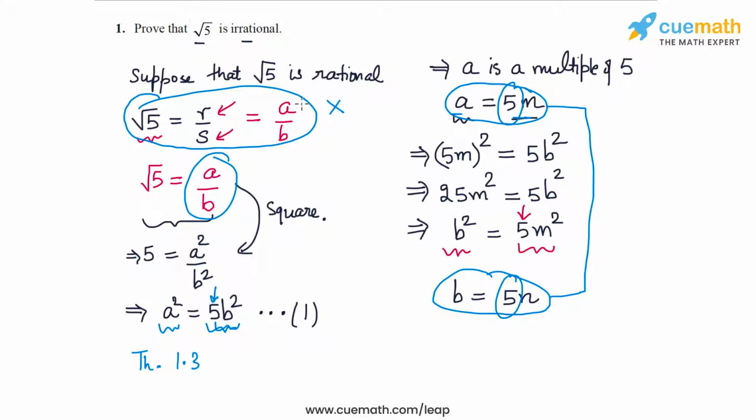Hence, we can conclude that root 5 cannot be written as a rational number. That proves that root 5 is irrational. And with that, question 1 is done.